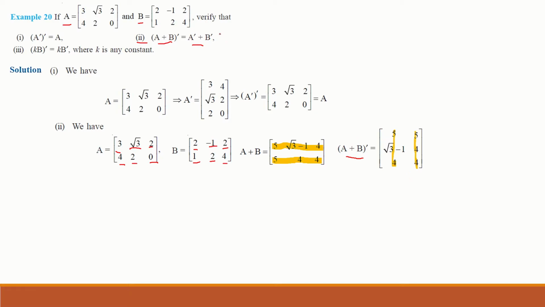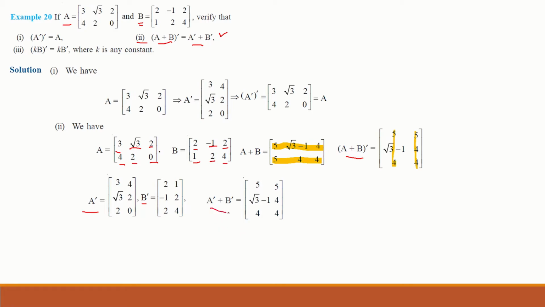And the right hand side of the equation is A transpose plus B transpose करना है, तो अब A का हम ट्रांसपोज करेंगे तो 2 रो बन जाएगा 2 कॉलम, सिमिलरली B का ट्रांसपोज करेंगे तो 2 रो बन जाएगा यहाँ पर भी सेम 2 कॉलम. And अगर हम लोग A ट्रांसपोज प्लस B ट्रांसपोज करते हैं, that means 3 plus 2 is 5, 4 plus 1 is 5, root 3 plus minus 1 is root 3 minus 1, 2 plus 2 is 4, 2 plus 2 is again 4, and 0 plus 4 is 4 again.